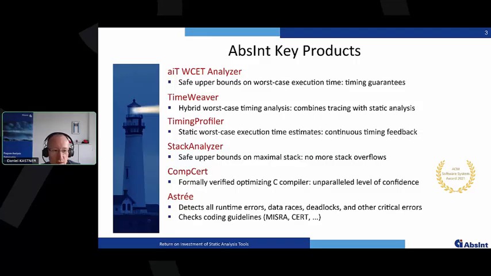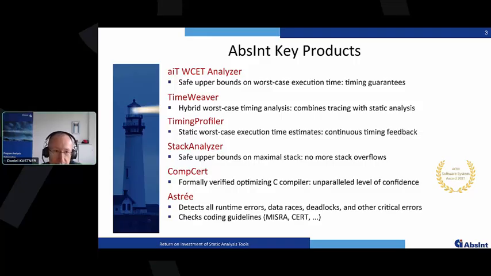Then we have a tool which is not a static analysis tool, but again a formal methods tool. It's the CompCert compiler, which is basically the only formally verified optimizing C compiler on the market today. And then we have another static analyzer, this time working at the C code or C++ code level, that's Astrée. Here the goal is to analyze the source code for runtime errors, data races and other defects, and to check coding guidelines. So much for the introduction.